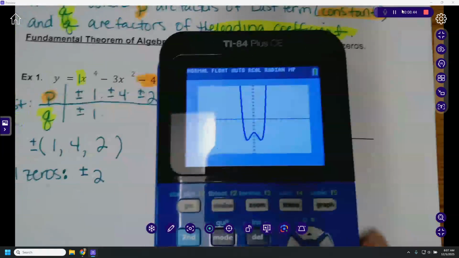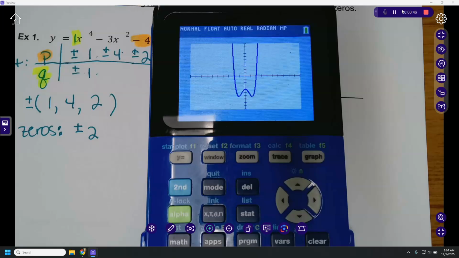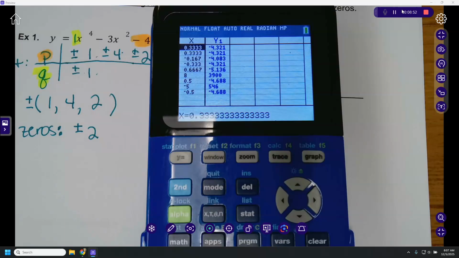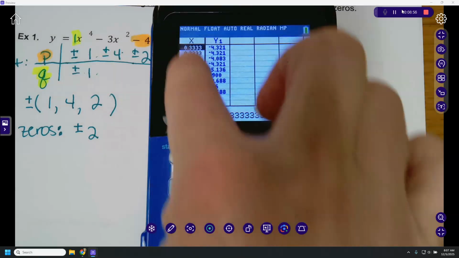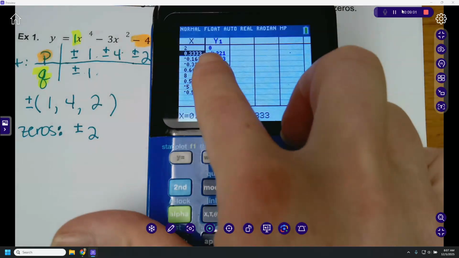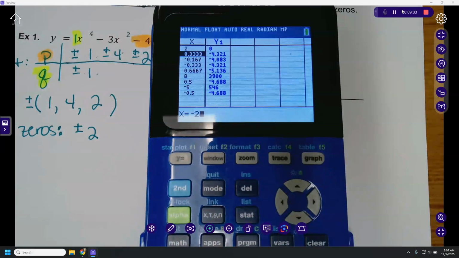Monday, I'm going to also show you the one thing that is cool about the graphing calculator as compared to Desmos: there's a table function in your graphing calculators. And then instead of plugging in, you can actually plug them into the table. So I'm going to press in 2, and you can see it confirms that it is a 0, and -2, and it confirms that it's a 0. So I'll show you that on Monday, though. So that's a nice other way that you can confirm that they're zeros.